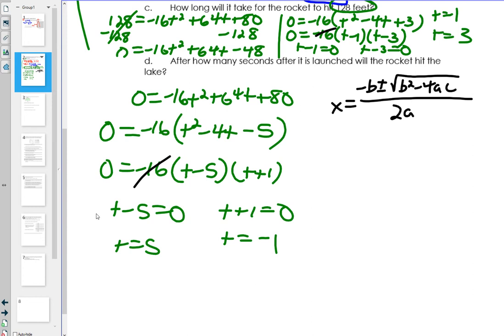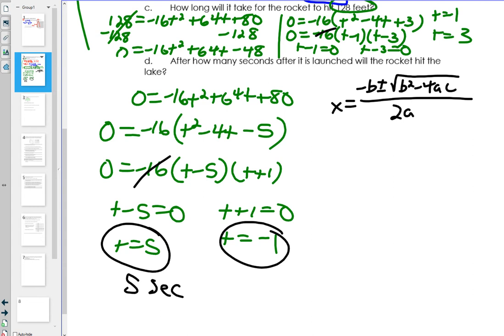So again, I'll ask you, does anybody here own a time machine? So this is saying if you want to reach the ground, you have two options. You can either go back in time 1 second. Sadly, we don't have the ability to do that. Or you can say it's going to take 5 seconds, which makes 5 segundos.